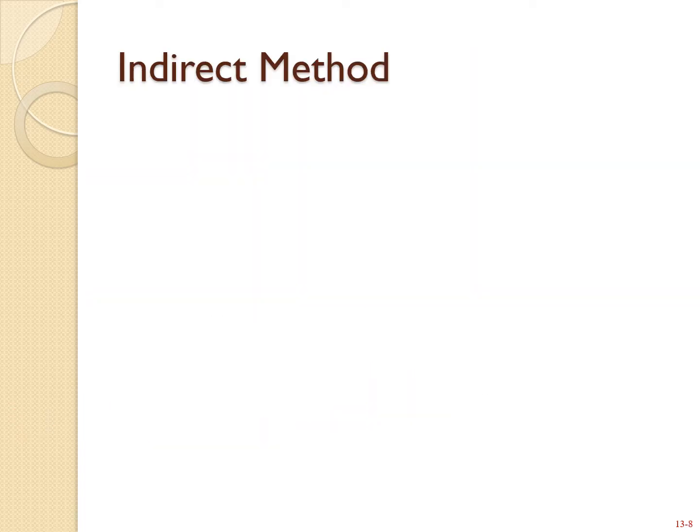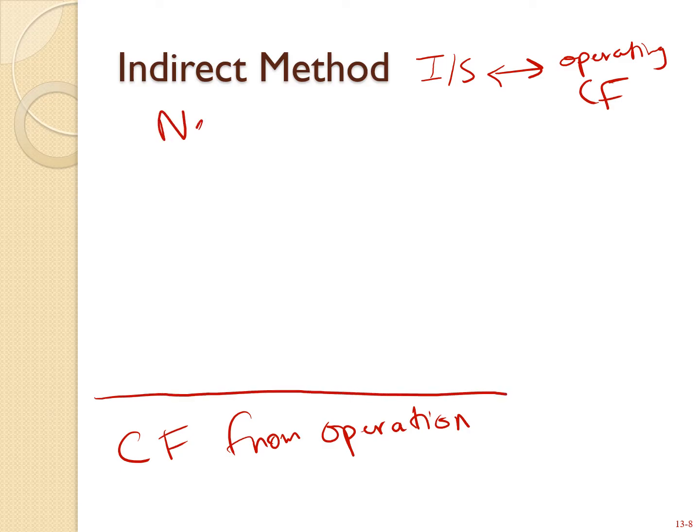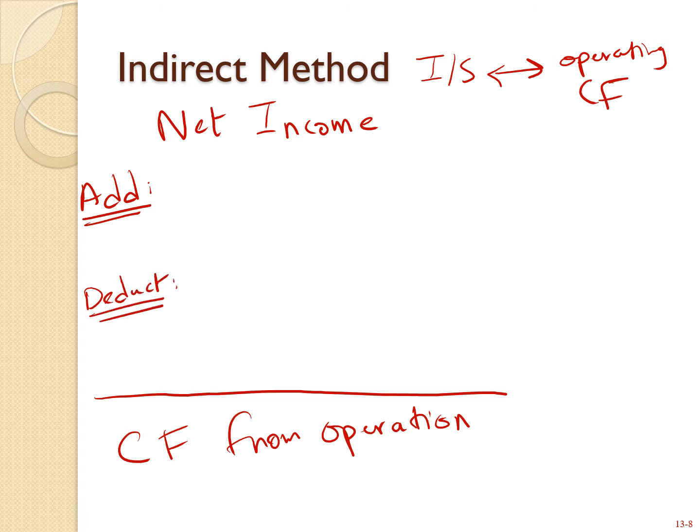So the indirect method, as I mentioned before, there is some sort of relationship between the income statement and operating cash flow, or cash flow from operations. The point here is that our ultimate goal is to reach the cash flow from operations, and this is a specific number, of course. We will start with the net income, which we know from the income statement. We will add a few things. We will deduct a few things so that we reach the cash flow from operations or from operating activities.